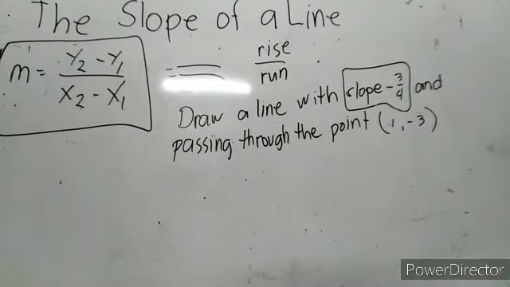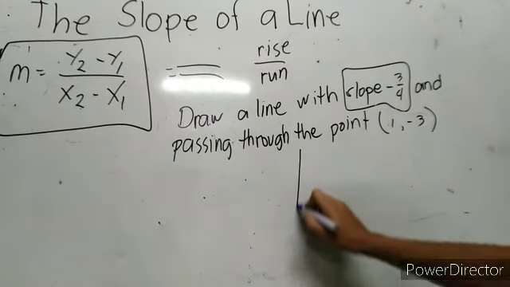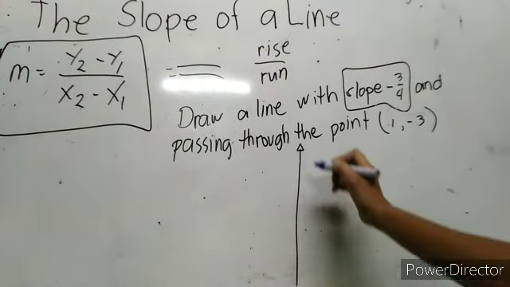Okay, so for our next example we have: draw a line with slope negative 3 fourths and passing through the point 1, negative 3. So again, the given slope is negative 3 fourths, then the given point is 1 and negative 3. First step, we are going to draw a rectangular coordinate system. Let's draw. This is our rectangular coordinate system.